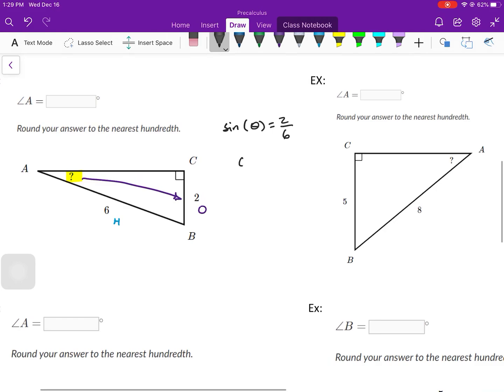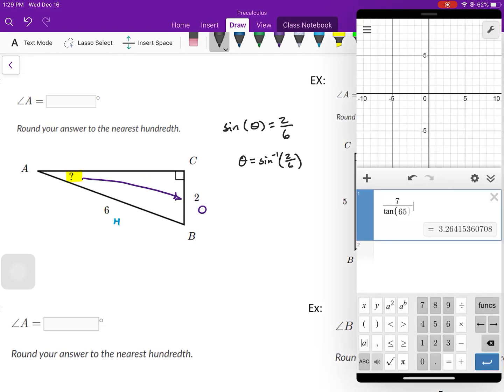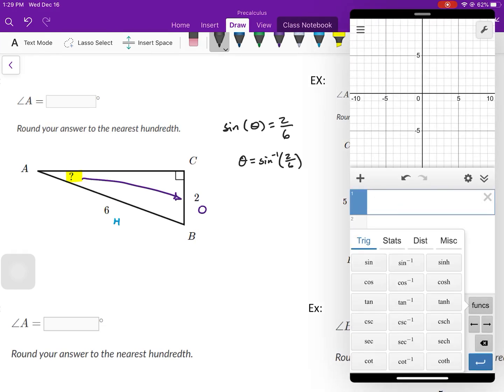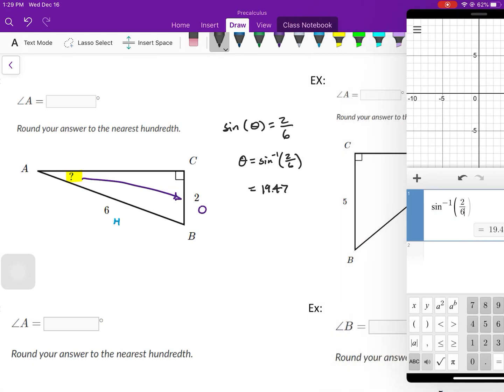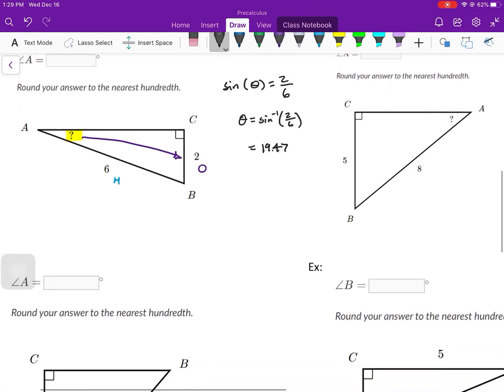So how do we solve for theta? Or if it was x, same thing. We would use the inverse of sine. Now make sure you are in degrees. So I got 19.47. I'm going to make sure I'm in degrees, and I am. Nearest hundredth, so that's the second decimal place. And there you go. And that's it.